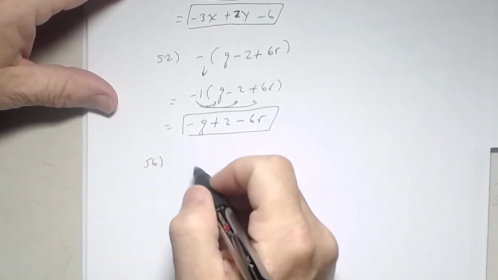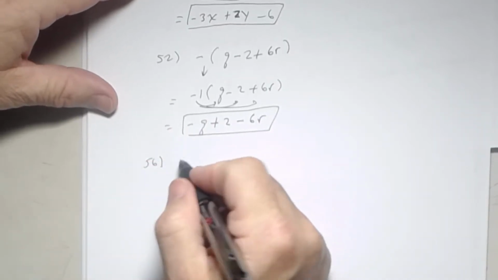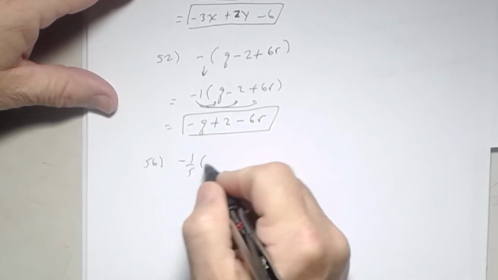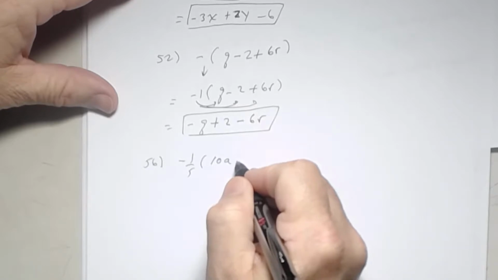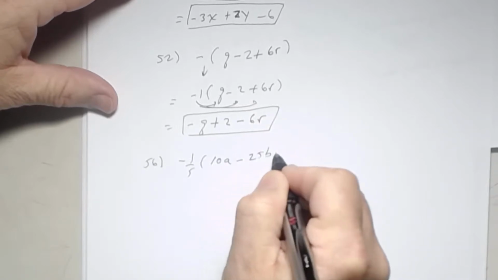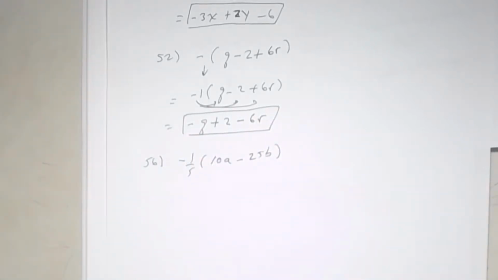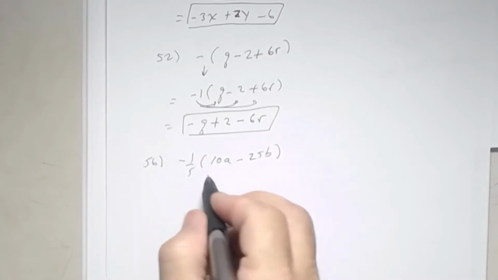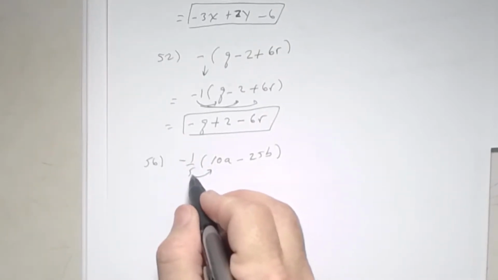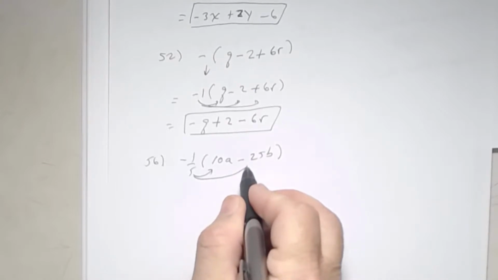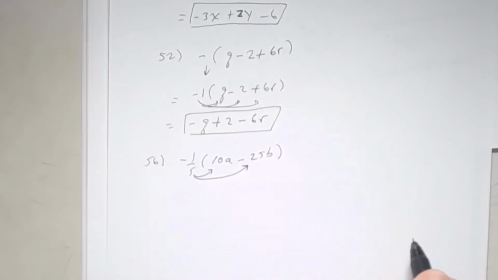All right, 56, you have negative 1/5 times 10a minus 25b. What are you going to distribute? Negative 1/5. All right, so you can say negative 1/5 times 10a plus a negative 1/5 times a negative 25b. All right, now you got to remember how to deal with fractions.